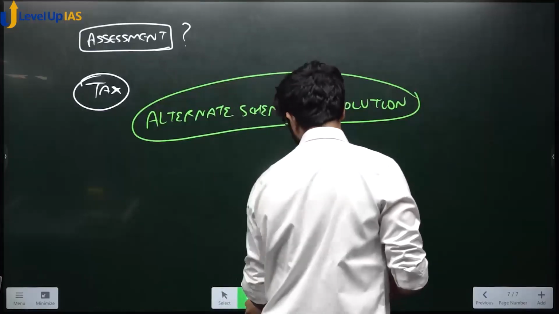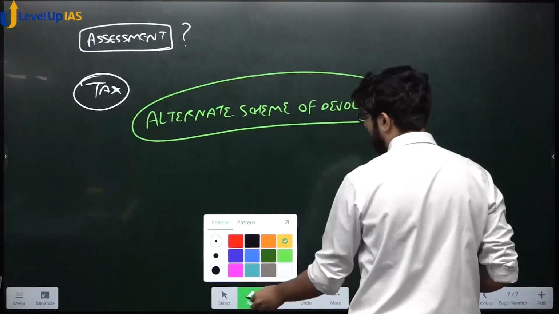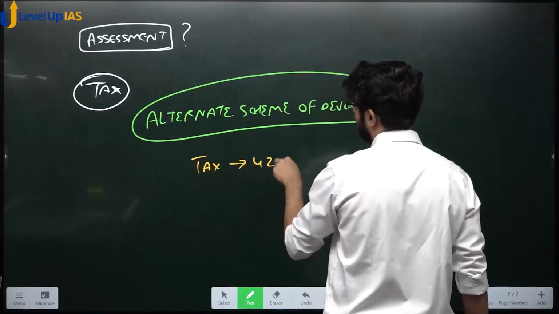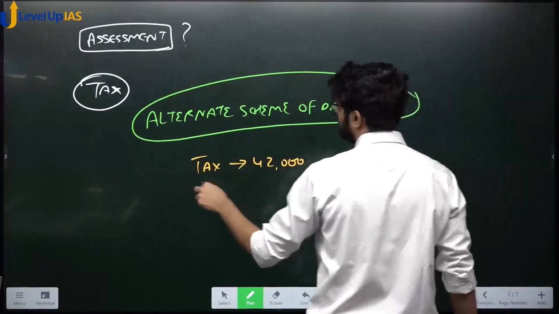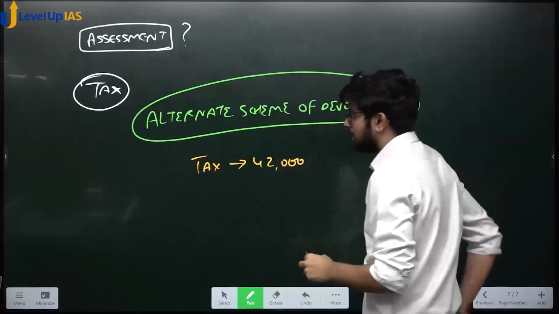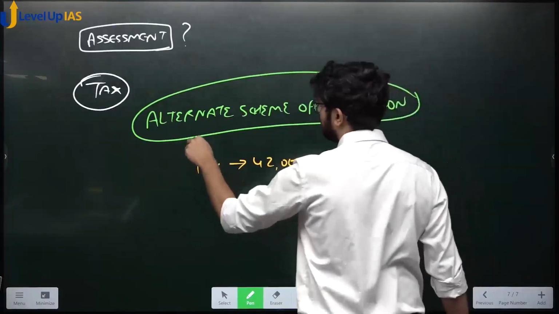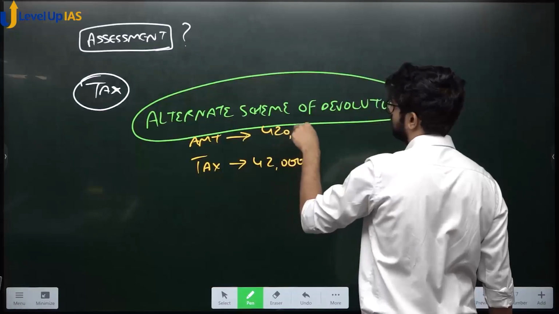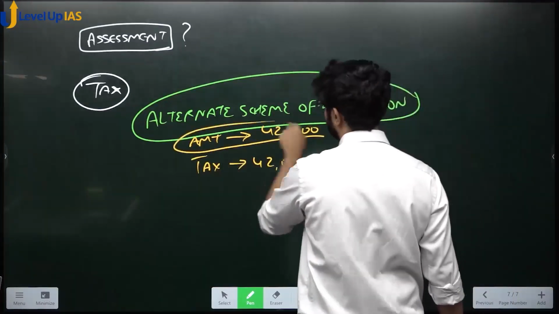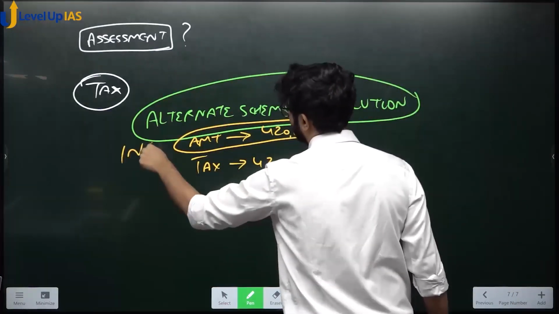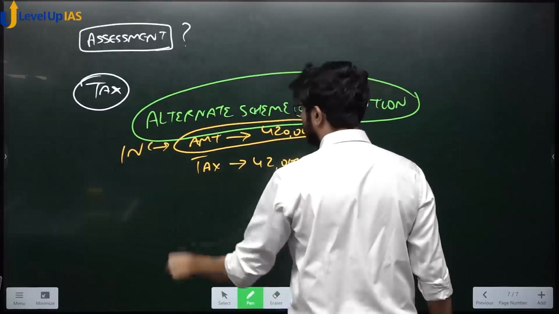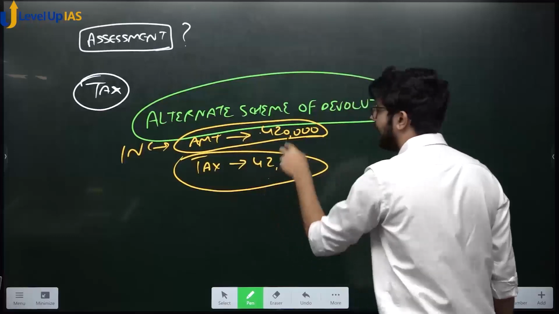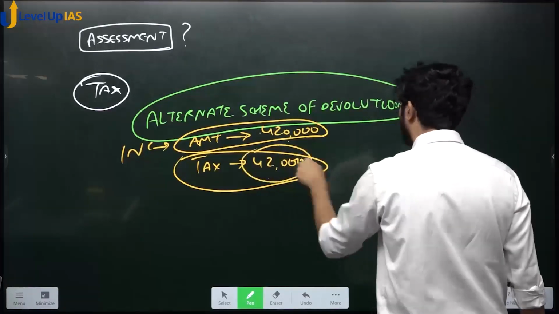ठीक है? Now let's say the tax comes to 42,000, right? What is the total income? 4,20,000. Income is 4,20,000. Tax is 42,000. ठीक है? So कितना पे करना है? Don't say ये plus ये, तो आपको मिला है. You have to pay only this 42,000.